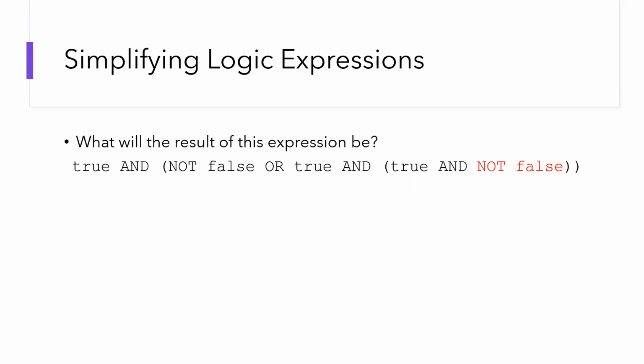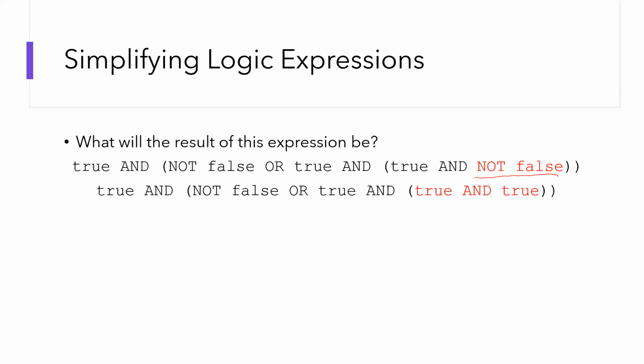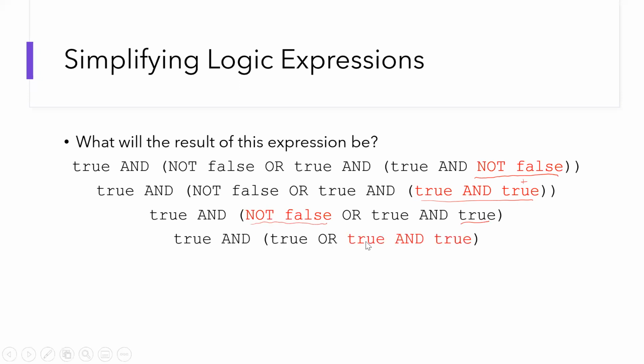All right, and so again, we can go through and simply, so this would be, in a sense, the deepest set of brackets, and then inside the brackets, we evaluate the not first, right? So then this evaluates to true, and then this is inside the deepest set of brackets again, so we evaluate the true and true. That evaluates to the true here. The next one that we want to evaluate is this not false. So that evaluates to true.